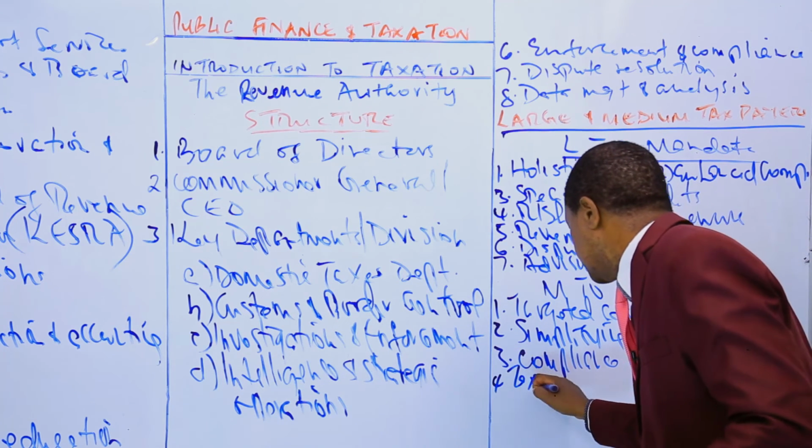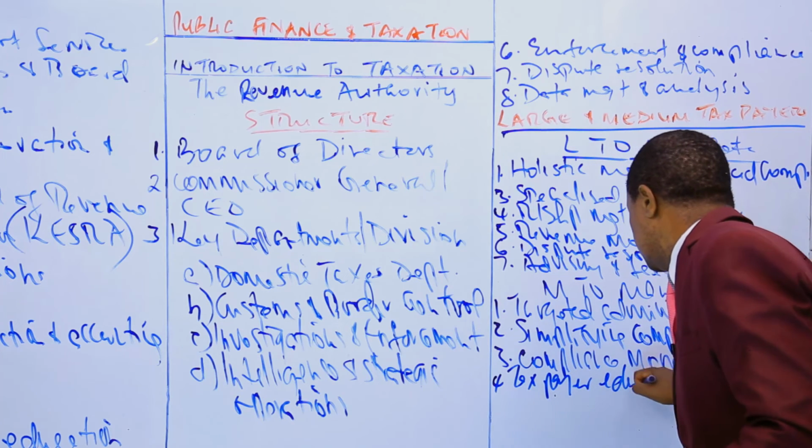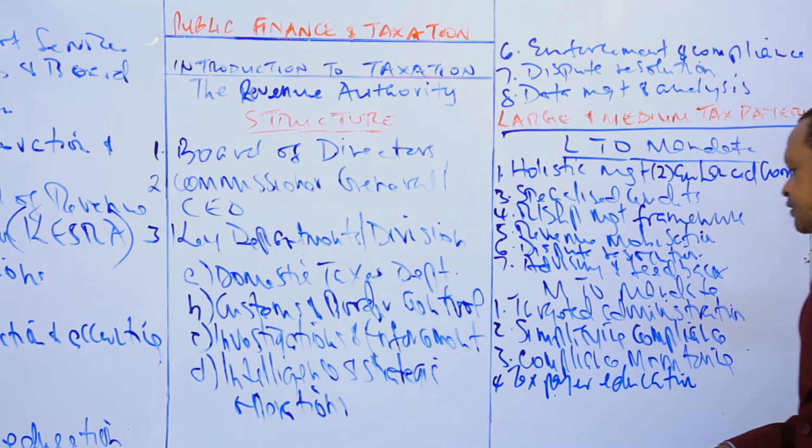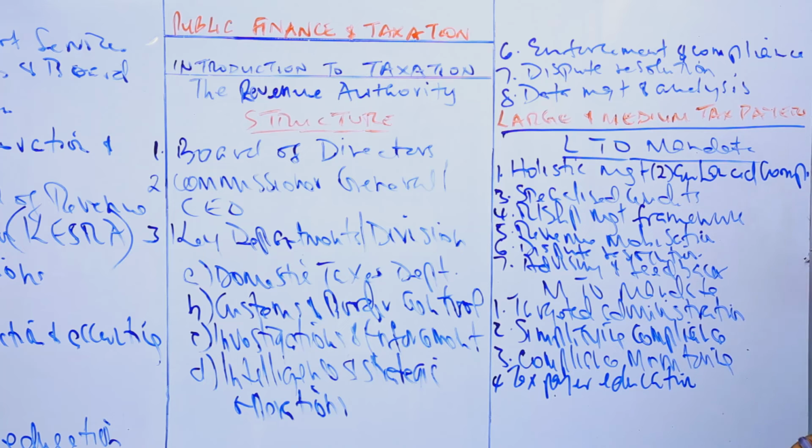4. Taxpayer education and support. This office offers targeted education resources to help medium taxpayers understand their obligations and also to utilize e-services like iTax and maintain proper records.